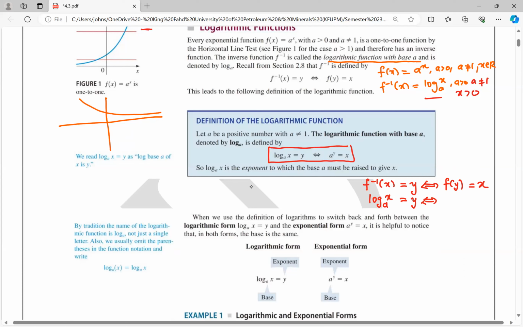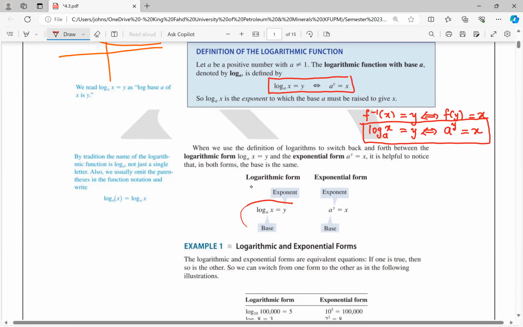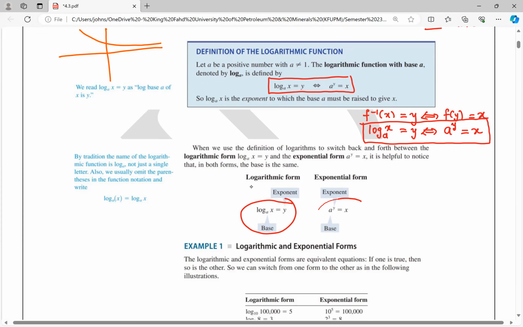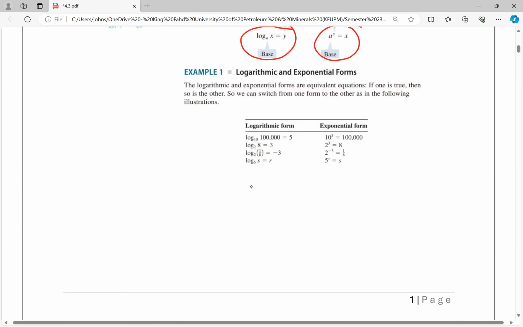What is f of y? Look at f of x. f of x is given as a to power x. So f of y will definitely be a to power y equals x. So it means that we can always move from logarithmic form to exponential form. So this is the logarithmic form, and this is the exponential form. So we have the base, and also we have the exponent. So it's just similar stuff here.